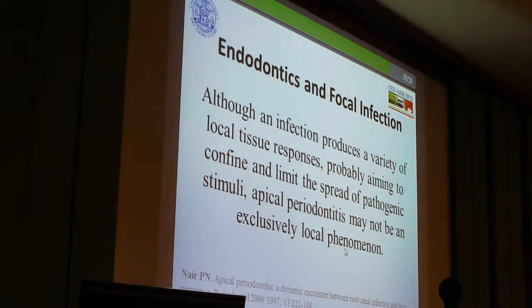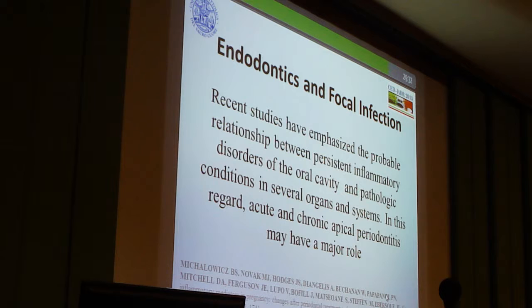Infection produces a variety of local tissue responses, probably aiming to confine and limit the spread of pathogenic stimuli. Apical periodontitis may not be an exclusively local phenomenon. In fact, recent studies have emphasized the probable relationship between persistent inflammatory disorders of the oral cavity and pathologic conditions. The major role in this case is played by acute and chronic apical periodontitis.